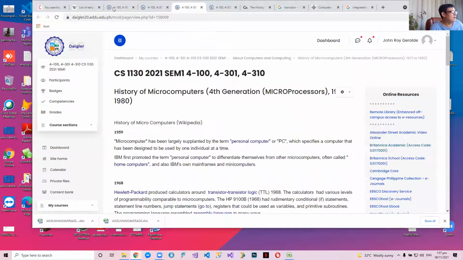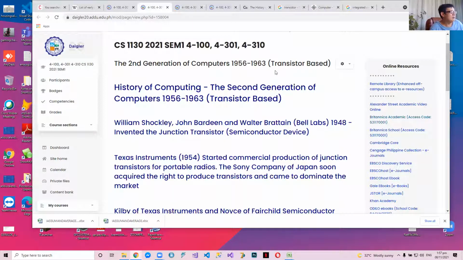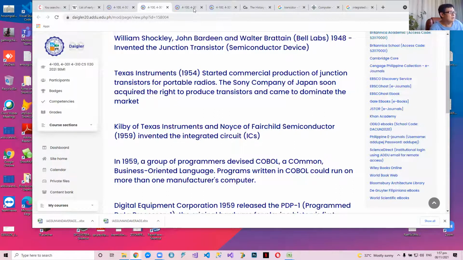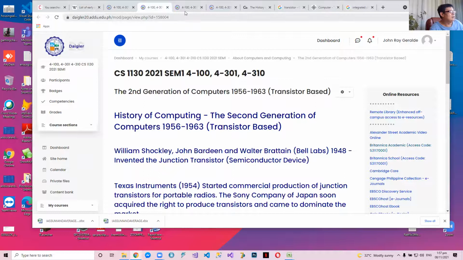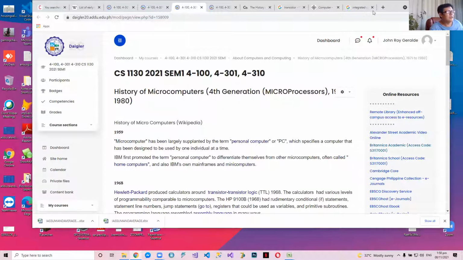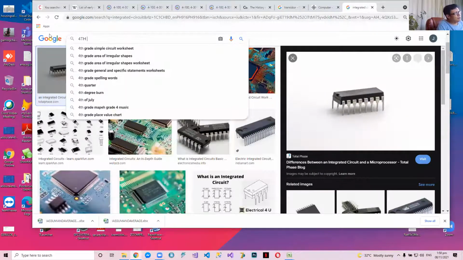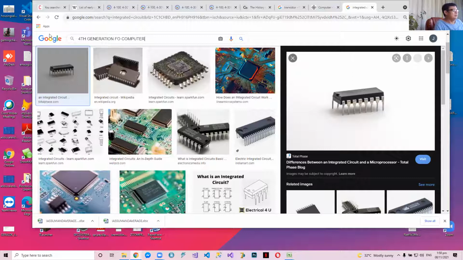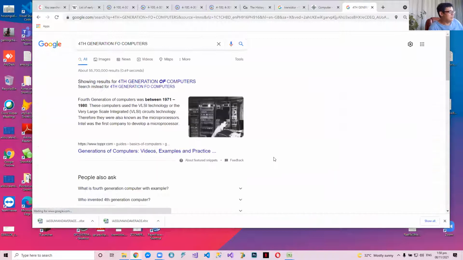Okay. The 4th generation is from the 1970s. Let me look it up. Okay, let's just Google that. The 4th generation computers are the generation of microprocessors. This is the age of 1971 to 1980.